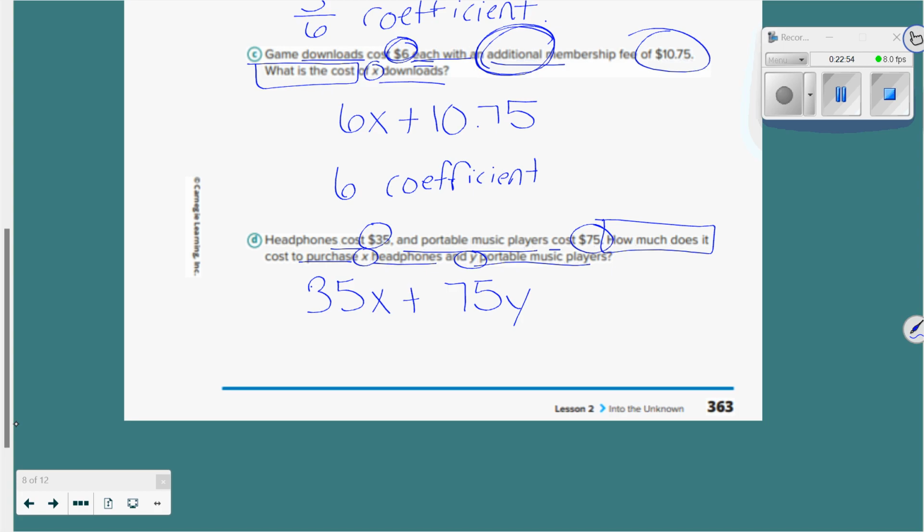Why was yours not correct? Because they were different. It's the same problem. But the coefficient has to come before the variable. So 35 and 75 are my coefficients.